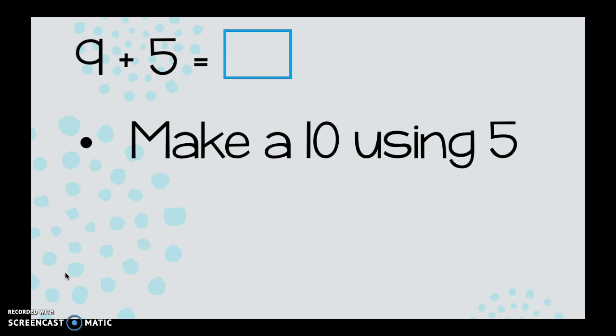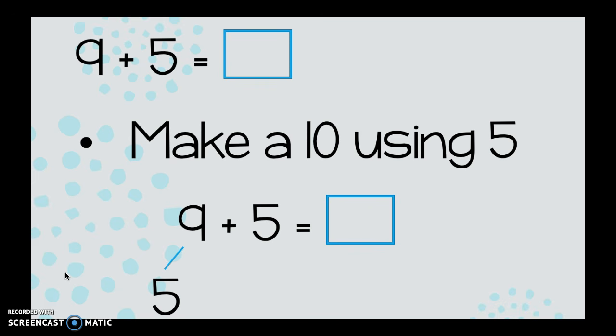So let's see, can I do it a different way using the 5 to make a 10 instead of that 9? Let's see. 9 plus 5 equals something. I want to make a 10 using that 5, so I'm going to take 5 from that 9, because 5 plus 5 equals 10. I need to figure out what part of 9 I have left over.